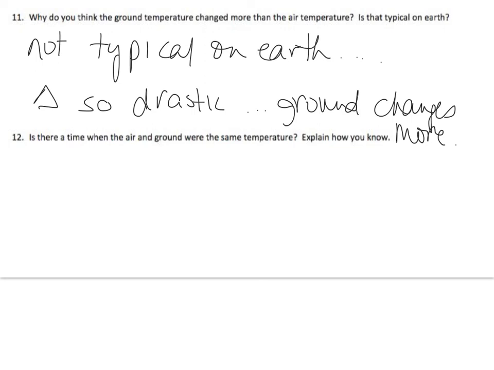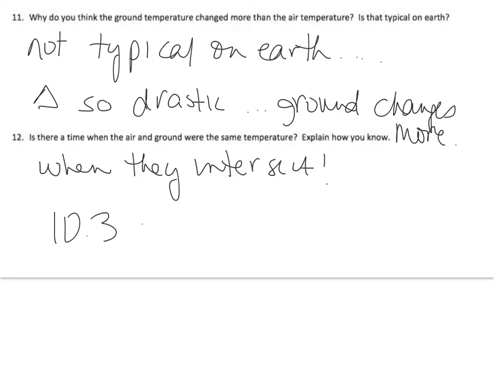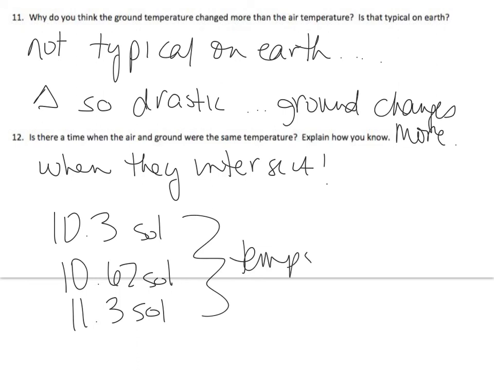And then, is there a time when the air and the ground temperature were the same temperature? Explain how you know. When they intersect. We've learned that things are the same when they intersect. So if you look at the graph at about 10.3 sol, and then at about 10.62 sol, and then at about 11.3 sol, the temps are the same. Whenever two lines cross on a graph, the information is equal, right?